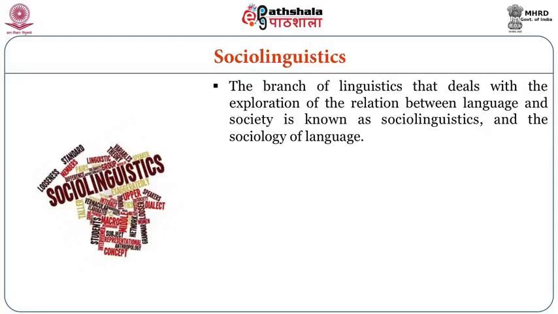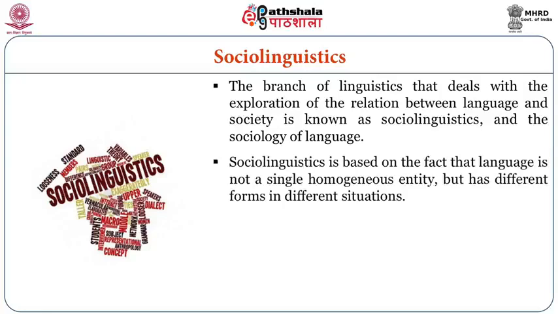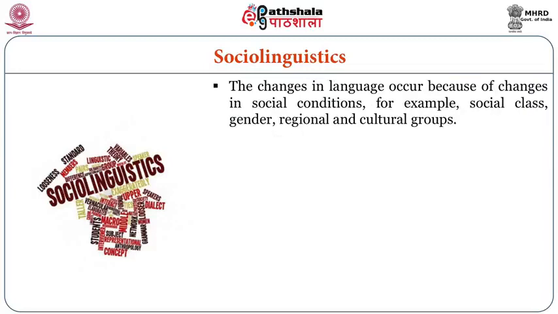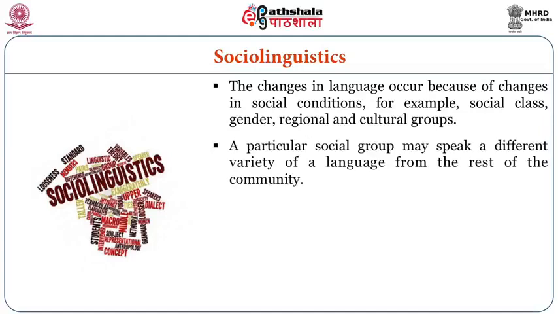This branch of linguistics deals with the exploration of the relation between language and society. It is based on the fact that language is not a single homogeneous entity but has different forms in different situations. The changes in language occur because of changes in social conditions, for example, social class, gender, regional and cultural groups. A particular social group may speak a different variety of a language from the rest of the community.